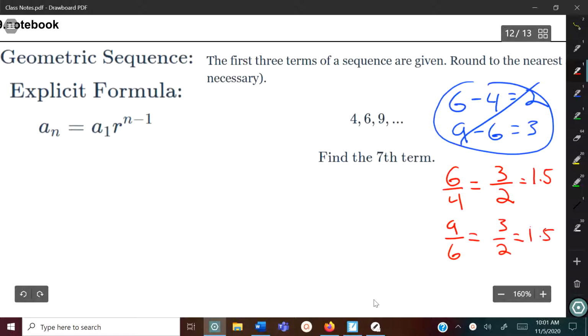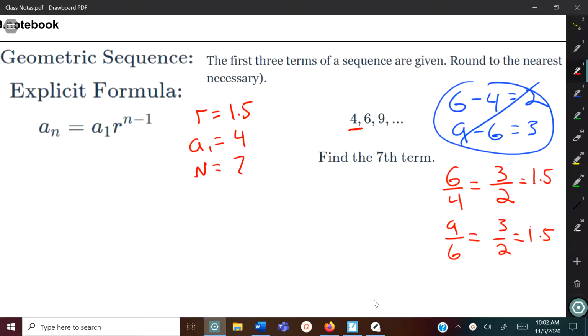So it's a common ratio, and now we know it's a geometric sequence. It's being multiplied by 1.5 each time it goes up. We need essentially two things to write the formula, and then the third thing is what term we're putting it in. We know the common ratio is 1.5, and you can put the decimal in if it's not repeating. We need a sub 1, the first term, which in this case is 4. And we're going to put in the 7th term.